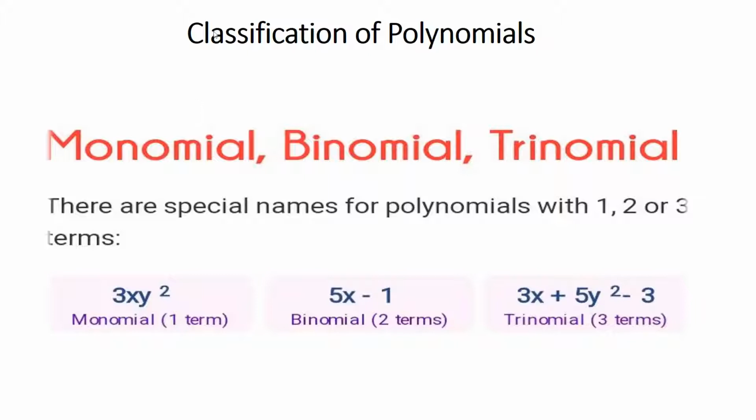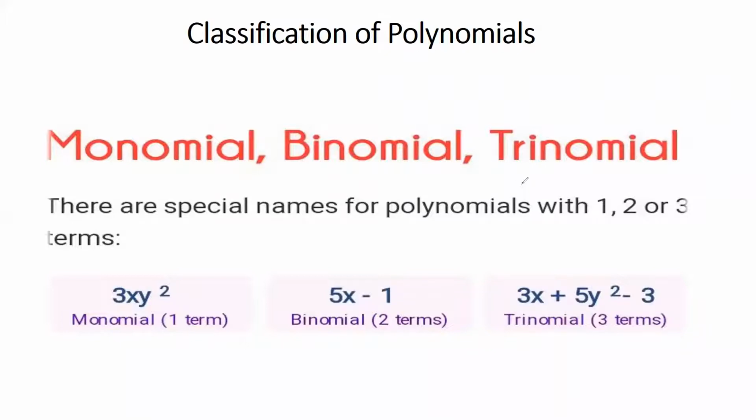An expression which contains only one term is called a monomial. An expression which contains two terms is called a binomial. An expression which contains three terms is called a trinomial.